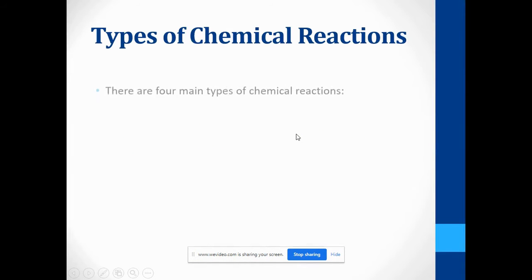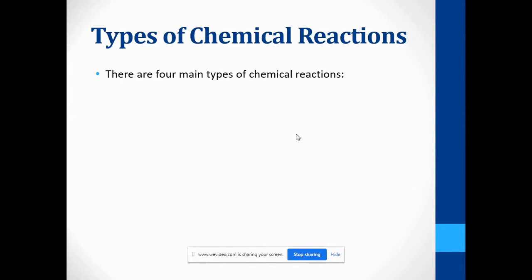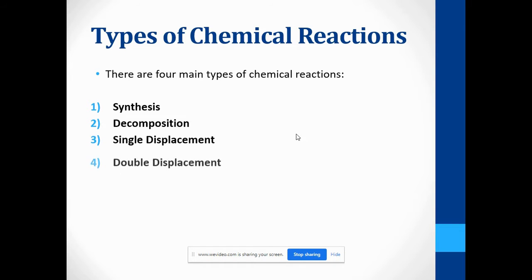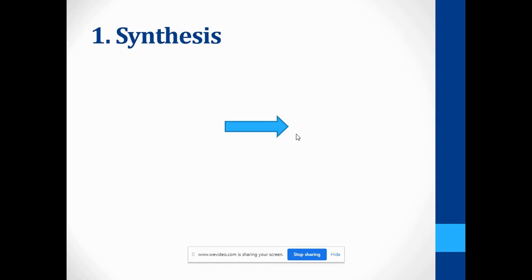So hopefully you learned in grade 10 there are four main types of chemical reactions. There's synthesis, which means you're making something bigger, so you're combining two smaller entities and making something bigger. Decomposition is the reverse of that, so breaking up a bigger substance. And single displacement and double displacement. So that's what we're going to be talking about today. And the goal of our lesson is to recognize the different types of chemical reactions.